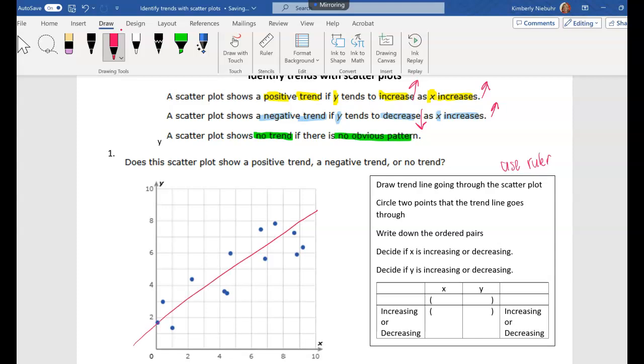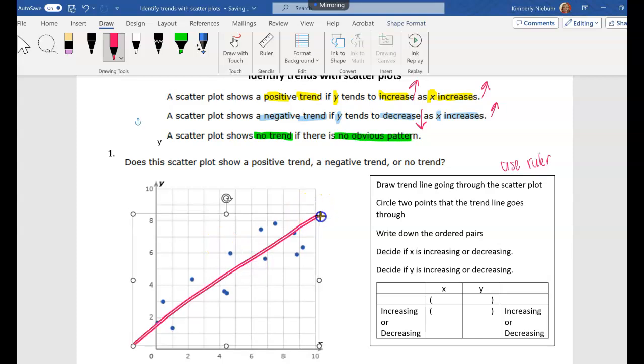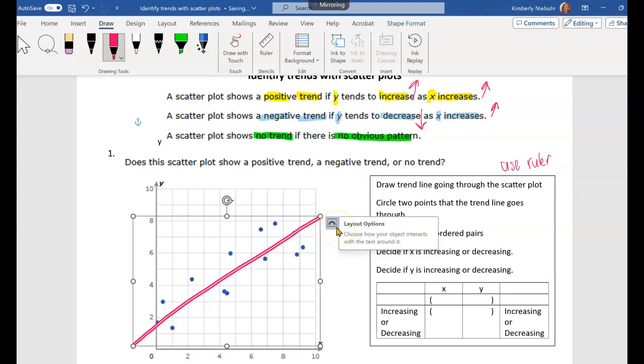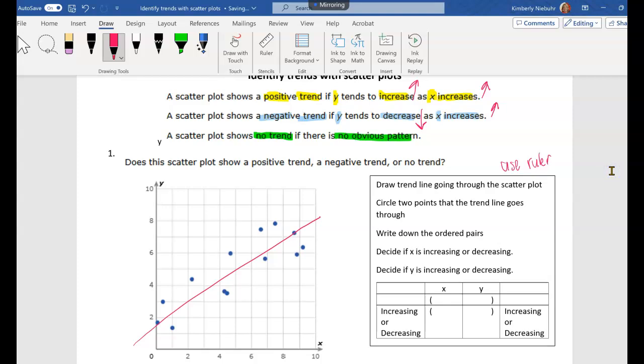I don't have a ruler, so it's not really straight, but I can move it a little bit. We want to make sure we have arrows at the end of our ray on both sides. Okay, we did that. Yay, us. Now, circle 2 points that the trend line goes through. Write down the ordered pairs.